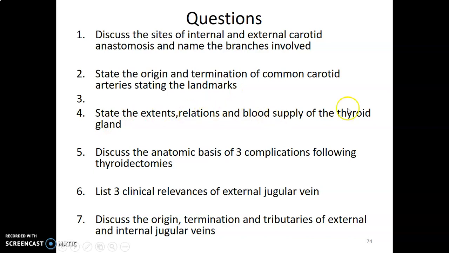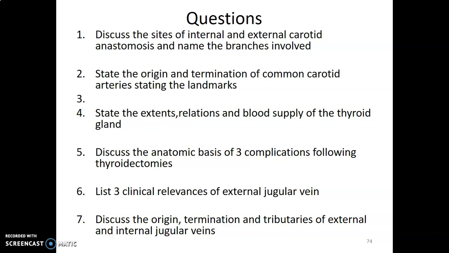State the extents, relations, and blood supply of the thyroid gland, which I have explained in detail, so go to that lecture video. Discuss the anatomic basis of 3 complications following thyroidectomies. Remember, superior thyroid artery goes with which nerve? Superior laryngeal. So if you ligate superior thyroid and you mistakenly ligate the nerve, what are the consequences? So you go to the lecture video on larynx and tell me what happens because the superior laryngeal nerve innervates the larynx. Then same as inferior thyroid artery being close to recurrent laryngeal. So you need to know what are the consequences when you affect these nerves, okay?